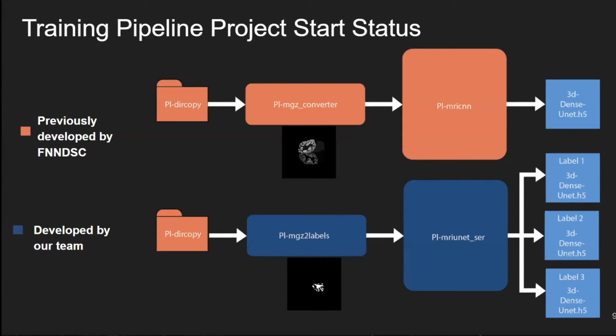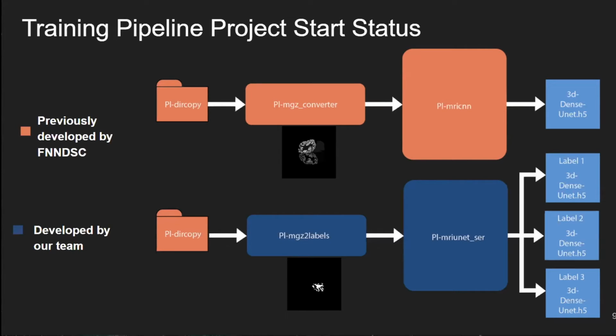Okay, I'm going to introduce our pipeline. First, I'm going to talk about the existing CHRIS plugins we are using in our pipeline. The starting point of the pipeline is a CHRIS plugin called pl-dircopy, which uploads files to CHRIS. And there are two existing plugins that make up our first training pipeline, MGZ converter and MRICNN.